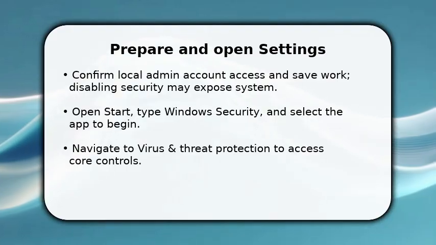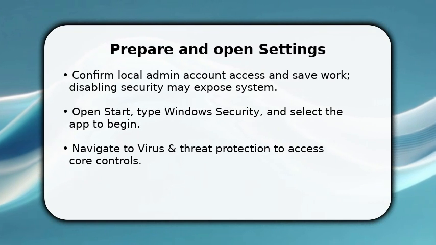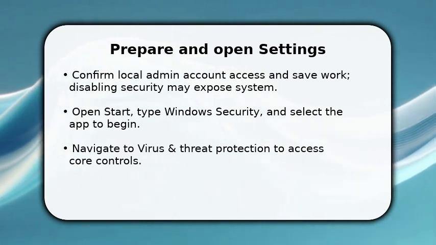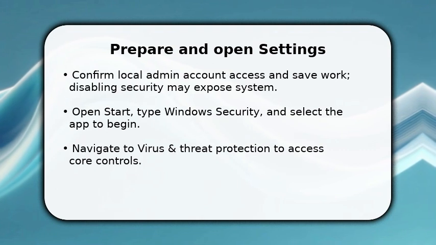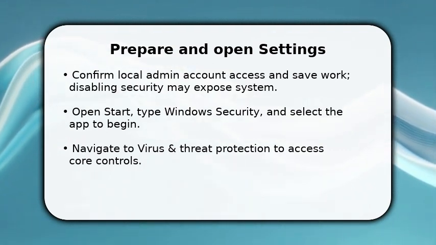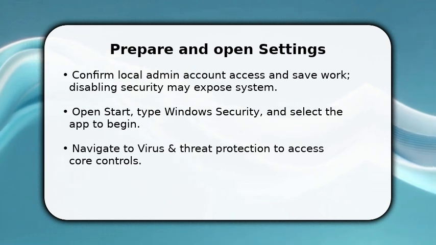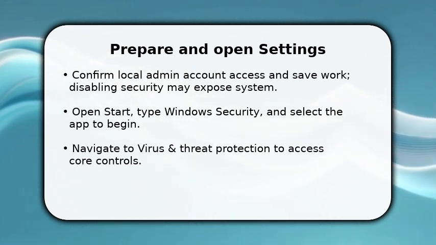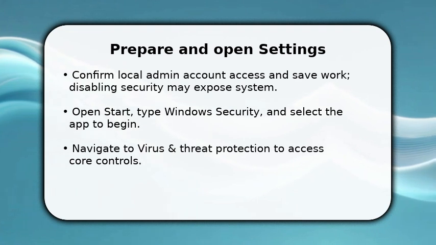You must be signed in as an administrator. Once you confirm that, save any open files because some changes can prompt restarts. Open Start, type Windows Security, and select the app to proceed. In the Windows Security window, choose Virus and Threat Protection so you can access real-time protection controls.